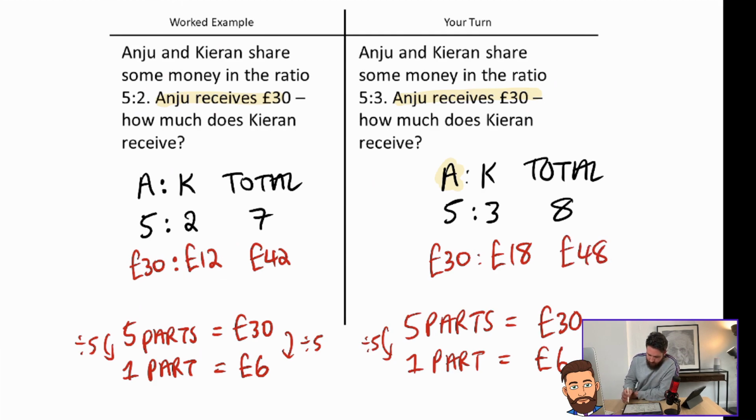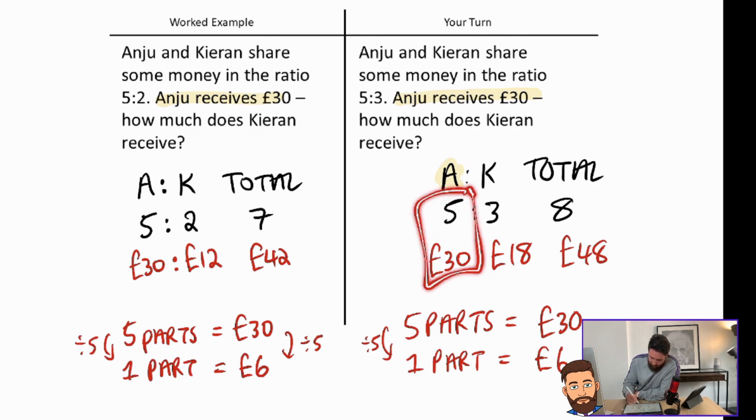So, hopefully you had something similar to that. Andrew and Kieran share some money in the ratio of 5-3. That's a total of 8. Andrew receives £30. So if Andrew receives £30, I need to write 30 underneath Andrew.